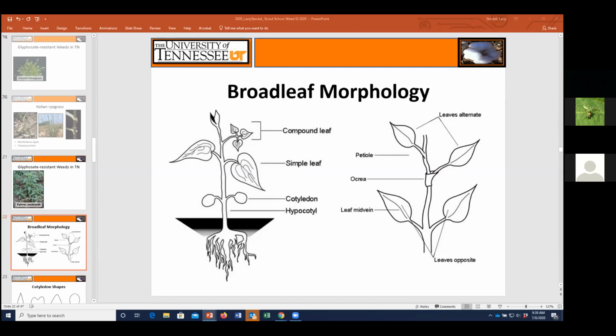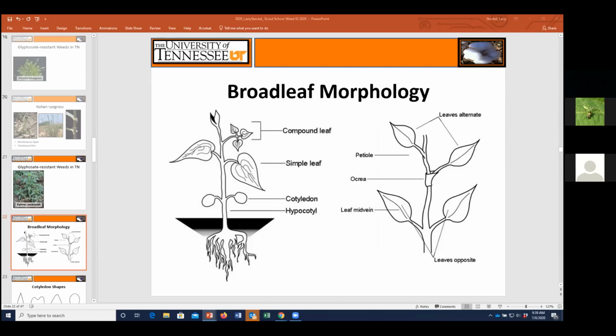There is a family of weeds you will find out there. It's the Pennsylvania smartweed family, or the polygonum family, and it has an ochrea, which is basically kind of like a leaf that wraps around the stem right where the petiole of the leaf attaches to the main stem. Once you see an ochrea, you've got it narrowed down to just a few weeds we commonly see here.